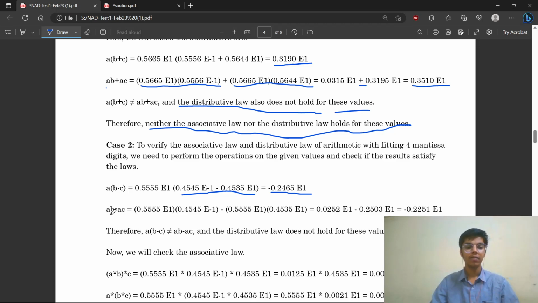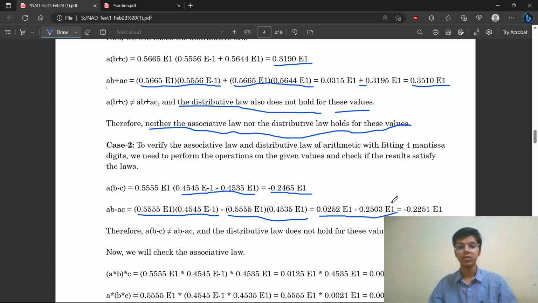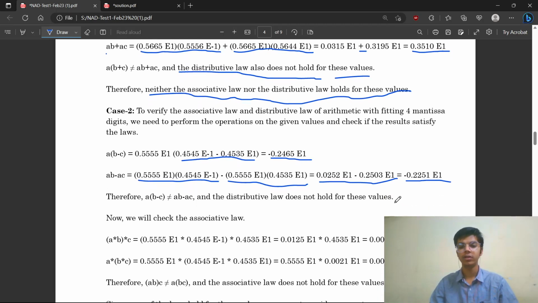Similarly, what we have done earlier, we will do the same thing. First we will multiply the value of a and b, and then the value of a and c, and then we will subtract the resultant values of them. So we perform ab minus ac, and the resultant answer will be minus 0.2251 e to the power minus 1. Similarly, you can see here that a bracket b minus c is not equal to ab minus ac, and thus the distributive law does not hold for these values.